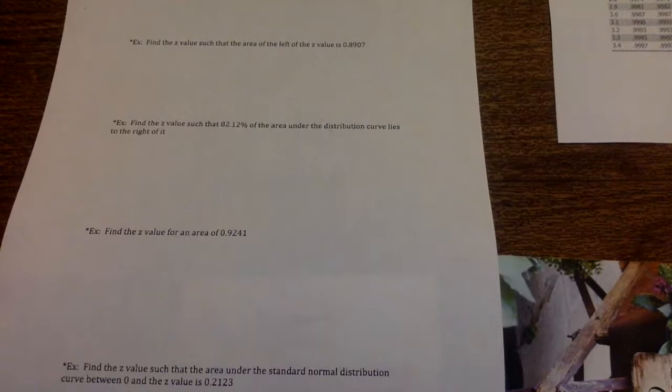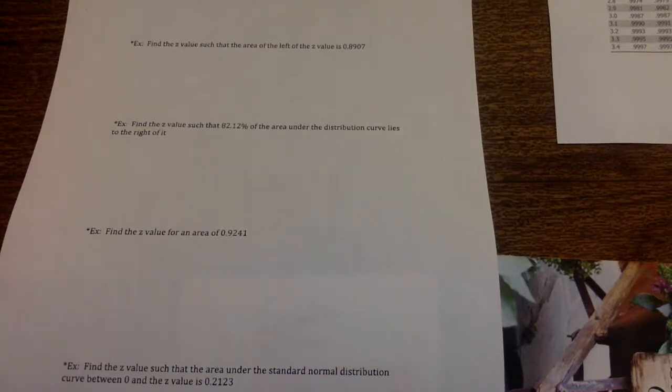Last thing we need to do in 6.1 is we have to work backwards. Okay, so now if you look at this first example, it says to find the z value such that the area to the left is 0.8907. So instead of saying here's the z-score, what's the percent or the area, now we have to work backwards. Okay, these don't seem bad right now, but in 6.2, this is usually the hardest thing for people to figure out. So here's how it works.